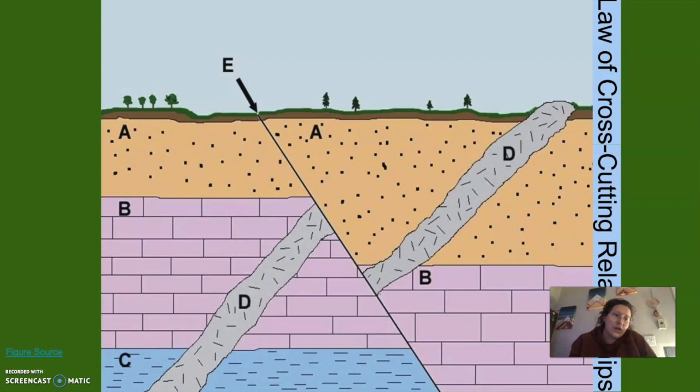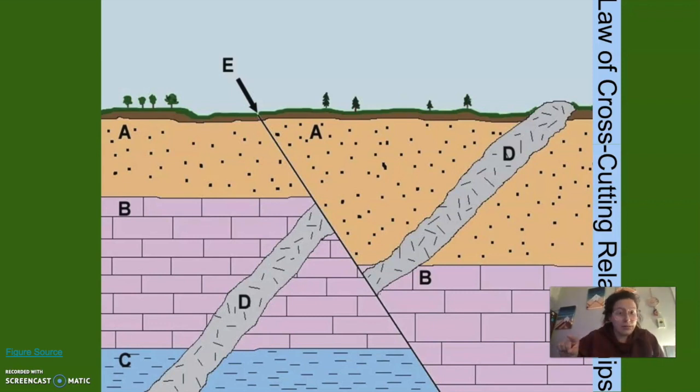So the next thing is the law of cross-cutting relationships. This ties all of those laws we just talked about together. First, we will talk about original horizontality, right? So we know layer C there at the very bottom, the blue, had to be deposited first. So that's number one. C was deposited first.